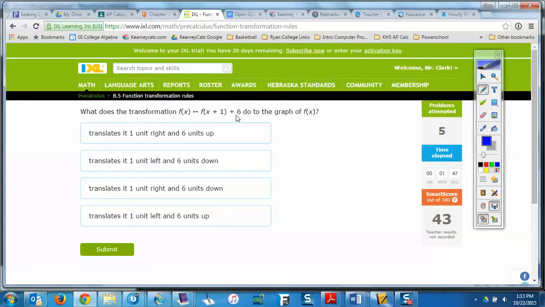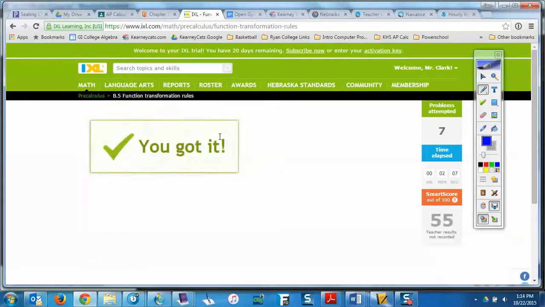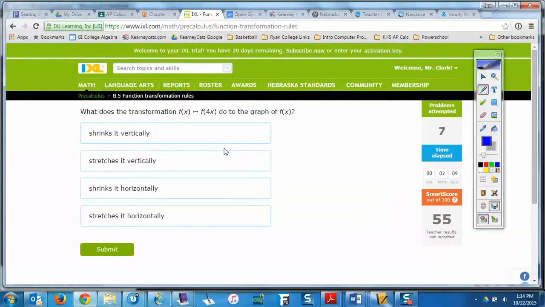Left 1, up 6. So I might just ask a question that easy. It'd give you something like that, and all you have to do is write out, it'll shift the graph left 1 and up 6, right? Might be that easy. So left 1 and up 6, right? Okay, then what? Right 5, 2 up. Okay, now what?